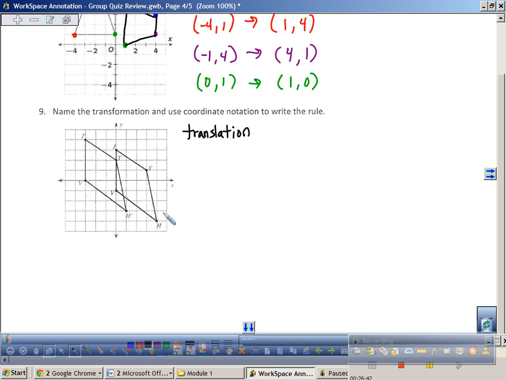Let's write the rule. Okay, you could count and plot all of these, right? Write the coordinates out and see what happens to them, or somebody who is thinking about it conceptually would just look at it and count. How far does it get from J to J prime? How far do I have to rise? 1. And how far do I have to run? 3. So I have to rise in the positive direction, and I have to run in the negative direction.